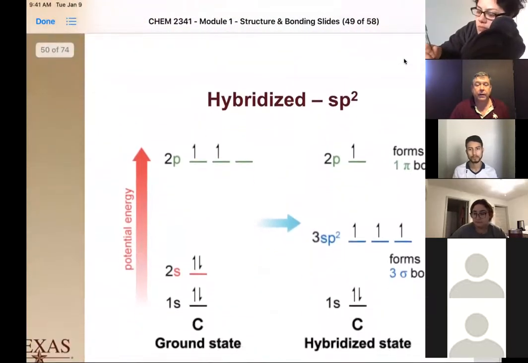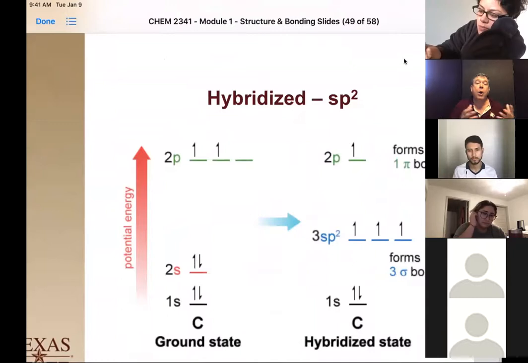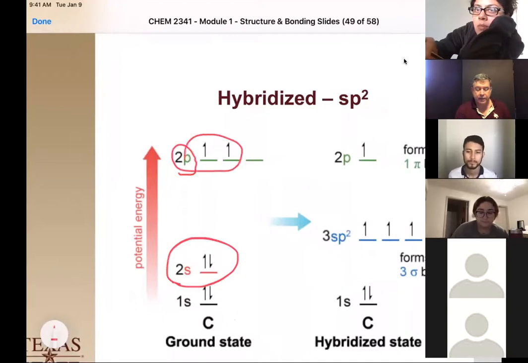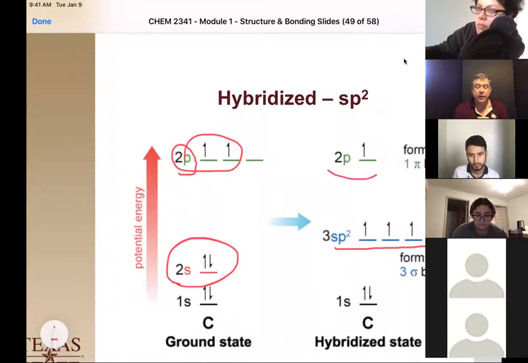Okay, so what if we don't actually share all of those 3 p orbitals? What if we only share 2 of those p orbitals? This would give us a different shape, because this would give us 3 equivalent orbitals plus 1 non-equivalent orbital that has to be somewhere else. So when we do this, we can form a different type of bonding. We'll have the s orbital blend with 2 of the p orbitals up here, and that gives us 3 equivalent blended orbitals, or hybrid orbitals, and 1 untouched p orbital.